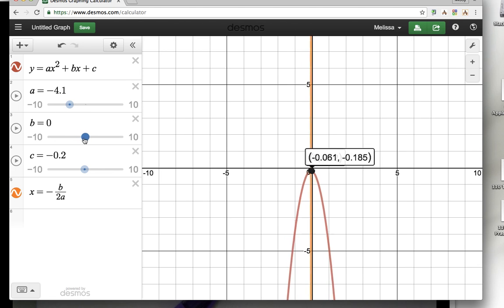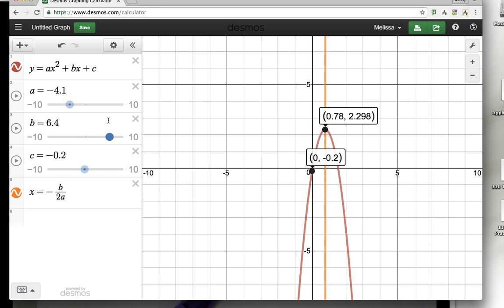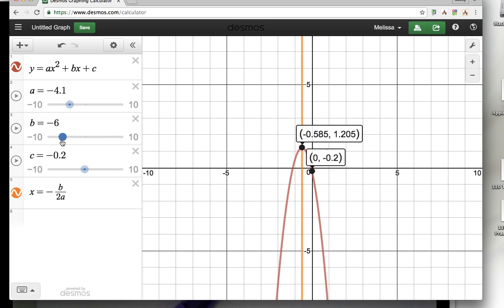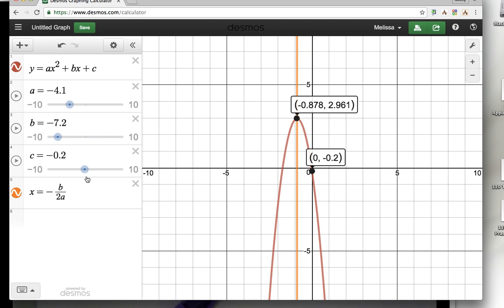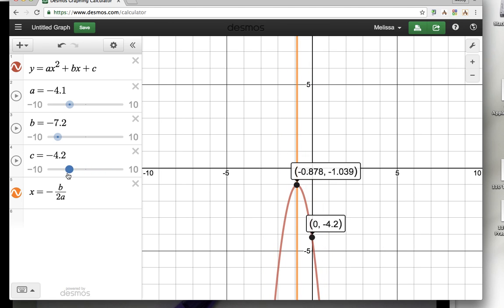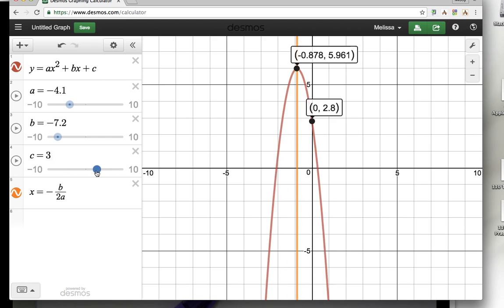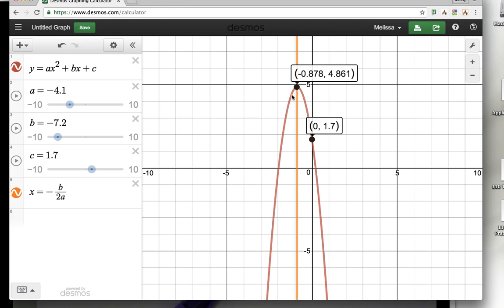And then as I change b, b is also kind of sliding our graph to the left and to the right, but not really a horizontal shift. b is also playing a role in where the axis of symmetry is. c is just sliding the graph up and down that axis of symmetry. So c doesn't have anything to do really with the axis of symmetry. But what is important to know is that the vertex lies on that axis of symmetry.